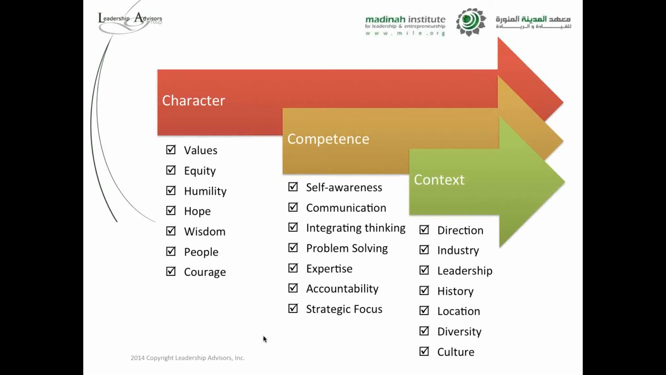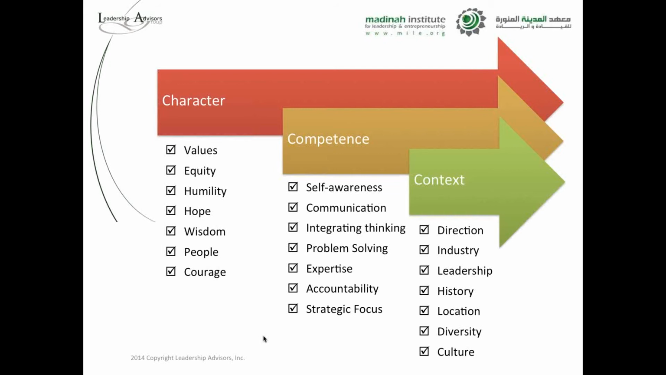Humility is being personally driven while being personally humble. Turns out that's a very attractive leadership characteristic. Hope is the ability to dispense hope even in uncertain times. Wisdom is the collective ability and experience of the team and how that's brought to bear in a particular situation. People is this deep, caring, compassionate concern for individuals before they are units of production. And courage is just exactly what you would think it would be. It's the ability to push past barriers and challenges to achieve a particular goal.